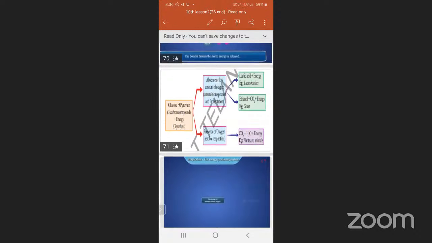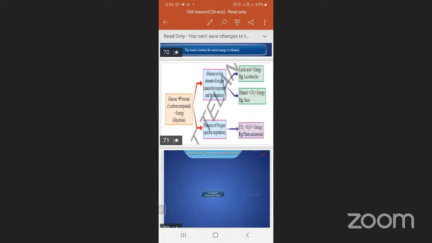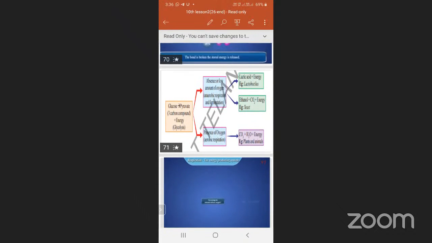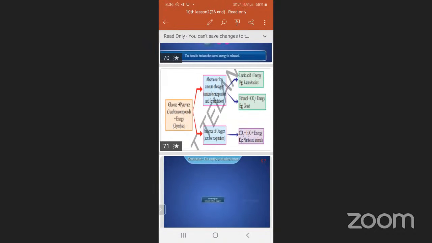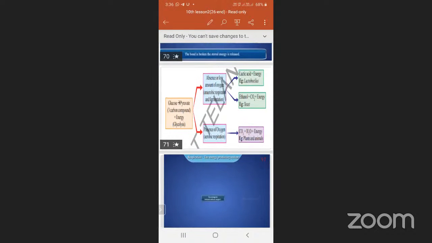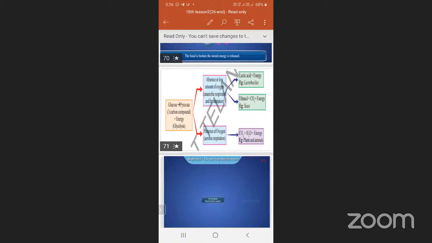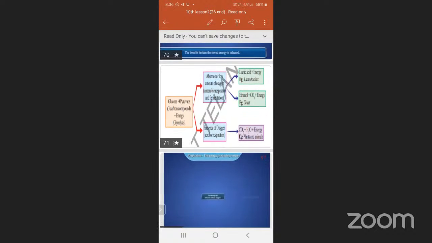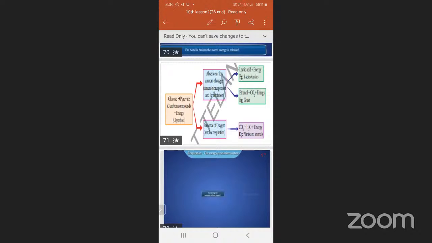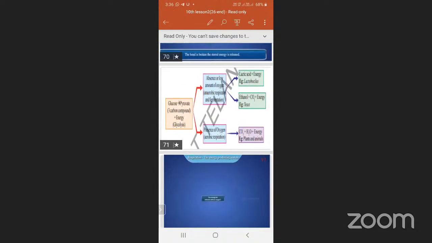See, children, here in aerobic respiration, a large amount of energy is released. In anaerobic respiration, a very little amount of energy is released. What is that little amount of energy? Nearly 1/10 of that is produced with an adequate amount of oxygen. How much? Nearly 1/10 of that is produced with adequate amounts of oxygen. Okay, this is the concept.